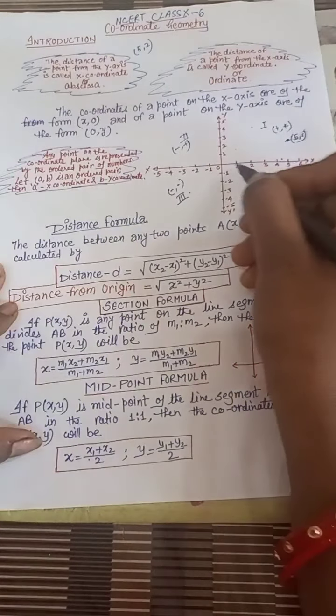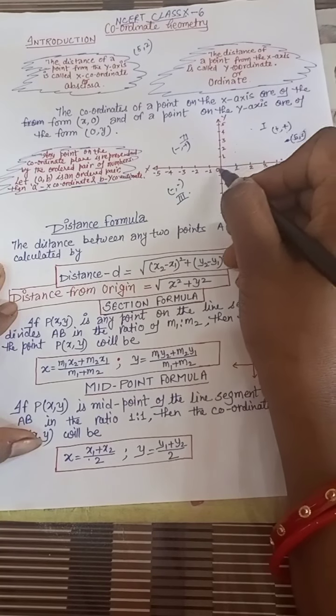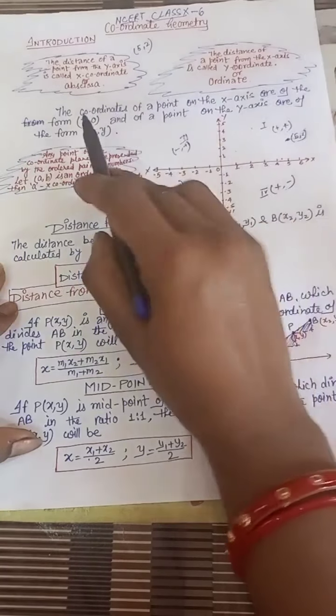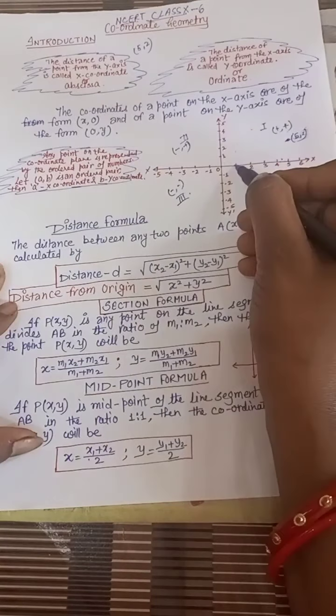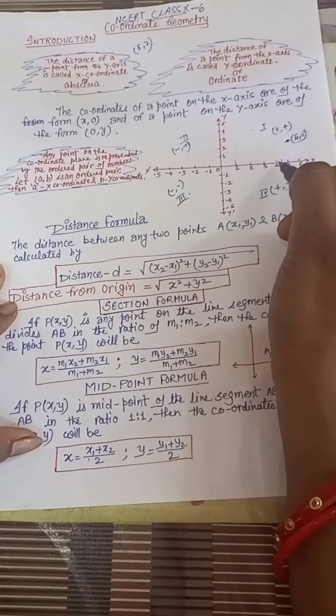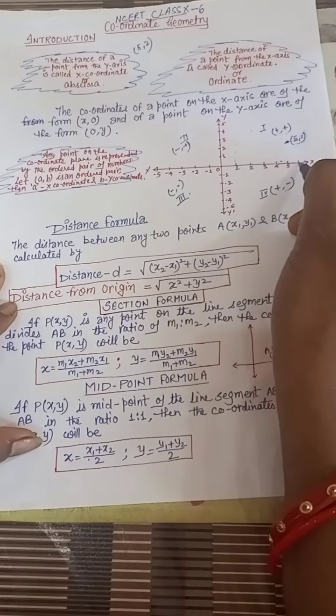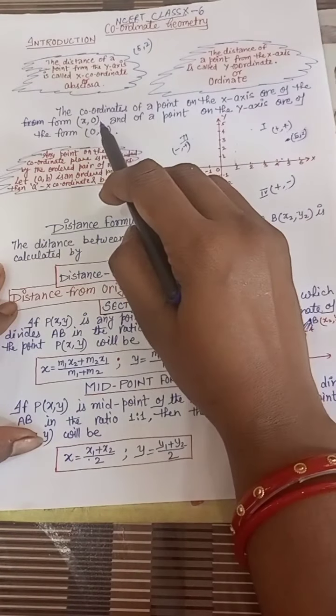The coordinates of a point on the x-axis are of the form (x, 0). On the x-axis, this is (1, 0), this is (2, 0), because y is not here. So here is (1, 0), here is (2, 0), here is (3, 0), (4, 0), (5, 0), (6, 0). So on the x-axis the coordinates will be of the type (x, 0).